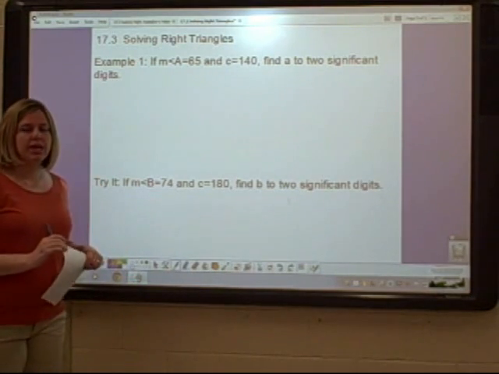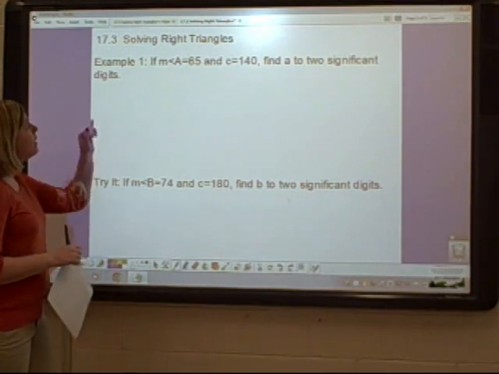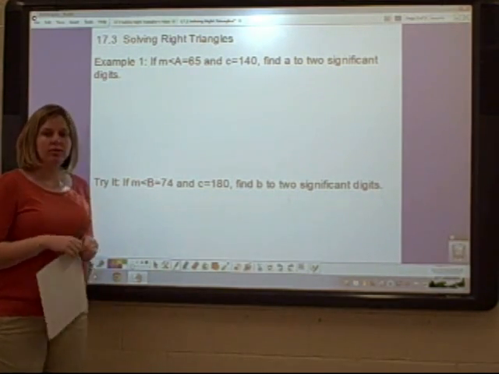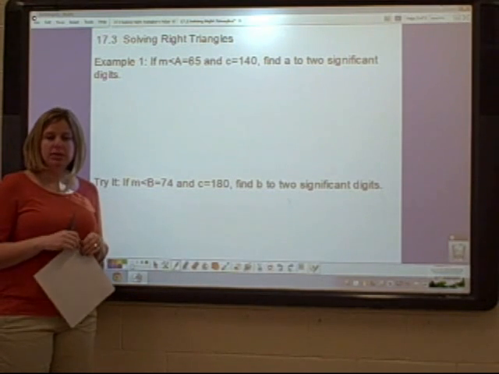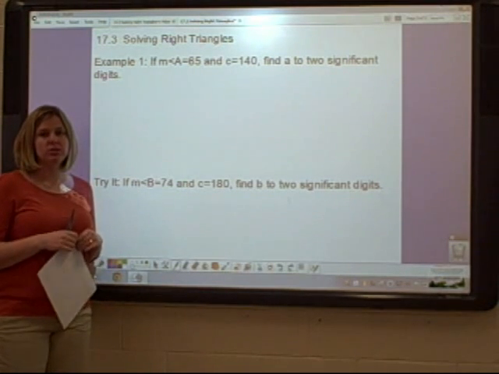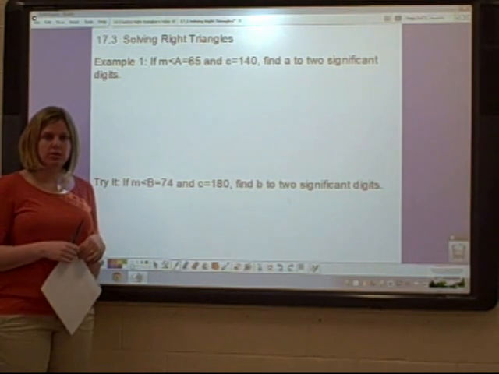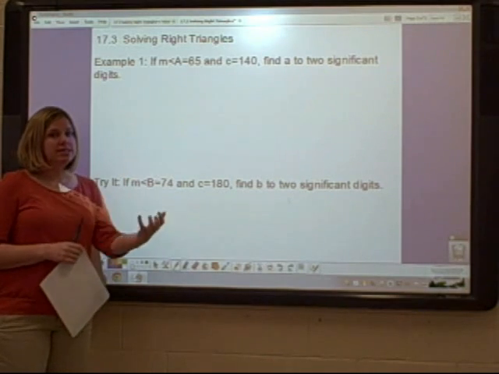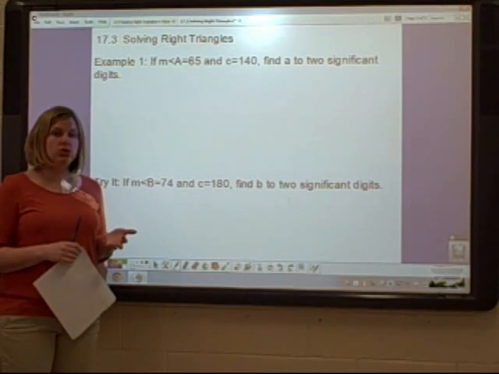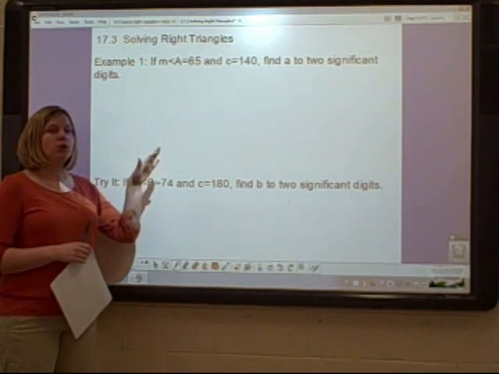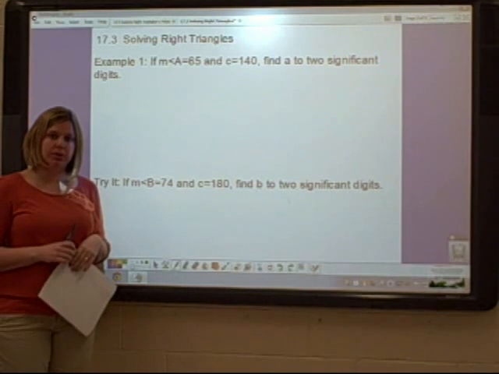Today we're going to move on to section 17.3, and we're going to be solving right triangles. And in order to find the missing sides of these right triangles, we're going to have to use our trig functions. And we're not going to tell you which trig function to use. You're going to have to set up the triangle, and that's something that you're going to have to figure out yourself.